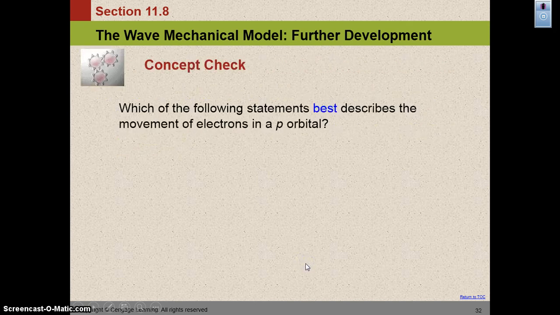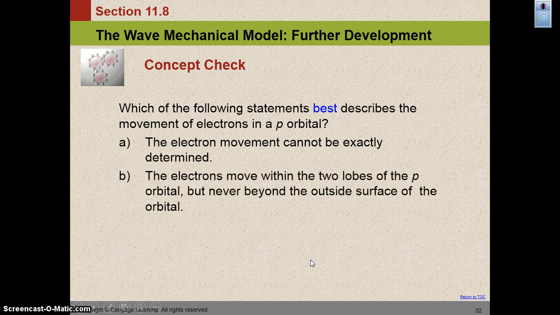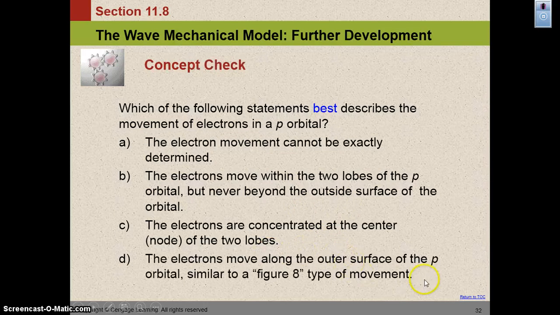Let's look at a concept check. Which of the following statements best describes the movement of electrons in a p orbital? A, the electron movement cannot be exactly determined. B, the electrons move within the 2 lobes of the p, but never beyond. C, the electrons are concentrated at the center of the 2 lobes. Or D, the electrons move along the outer surface of the p, similar to a figure 8 type of movement.